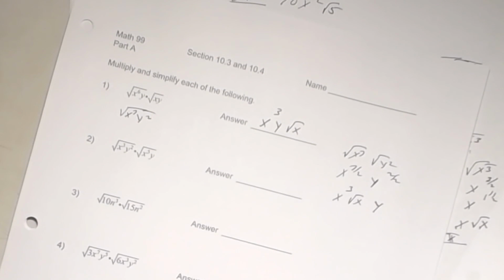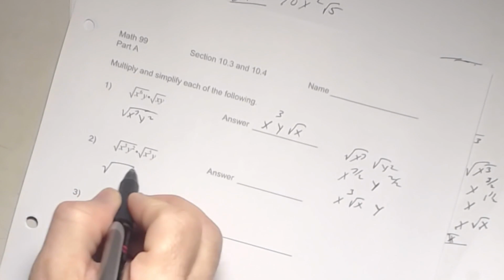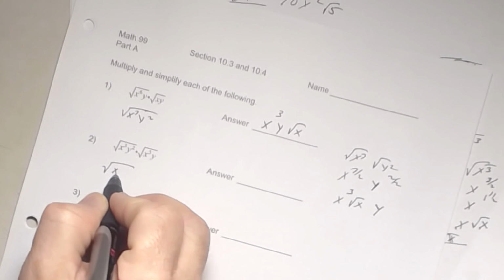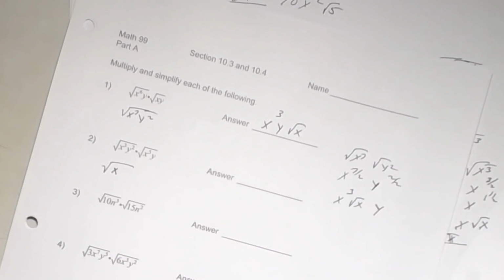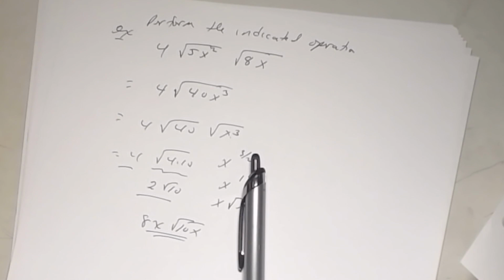Now remember, you can only multiply the radicands if the indices are the same. And they are. Square root, square root. So this is going to be the square root of what? Yeah, what she said.